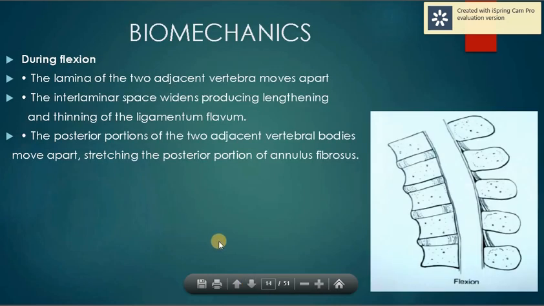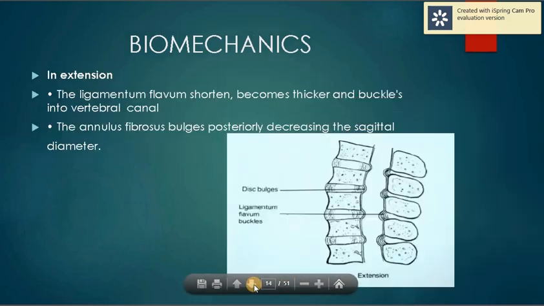Now, what is the biomechanics actually? During flexion, the lamina of the two adjacent vertebrae moves apart, the interspace widens, producing lengthening and thinning of the ligamentum flavum. The posterior portions of the two adjacent vertebral bodies move apart, stretching the posterior portion of the annulus fibrosus. In extension, the ligamentum flavum shortens, becomes thicker, and buckles into the vertebral canal. The annulus fibrosus bulges posteriorly, decreasing the sagittal diameter.